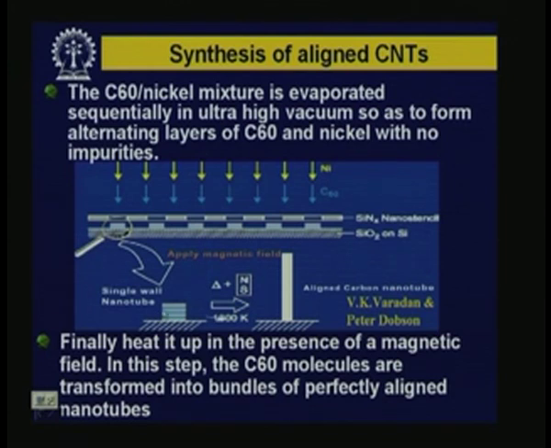This particular diagram shows the stacked layers of nickel and C60. Finally, heat it up in the presence of a magnetic field. This is done here. In this step, C60 molecules are transformed into bundles of perfectly aligned nanotubes. After that you will get the bundles of carbon nanotubes which are perfectly aligned.